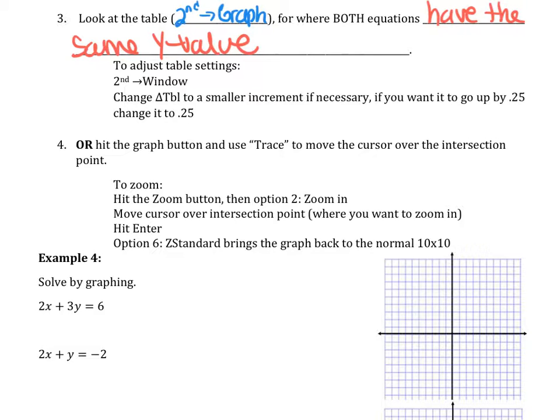And I actually changed my mind. I don't want to use trace because we can find the exact one, and trace is just an approximation. So we're not going to use trace, but if you hit the graph button and then hit second trace, so hit the second button, and then trace is right next to graph. So second trace. Yeah, Austin?